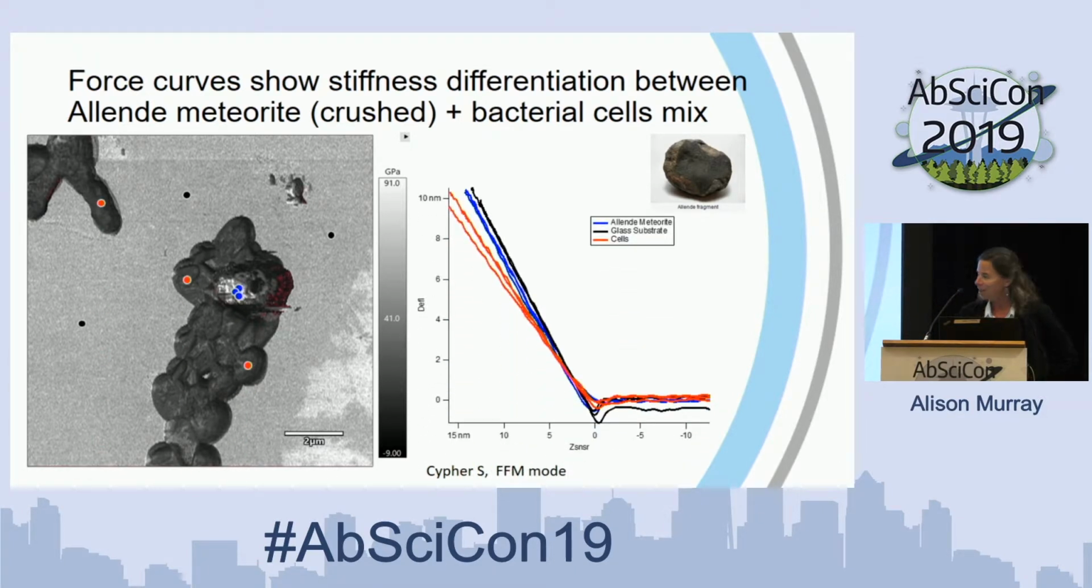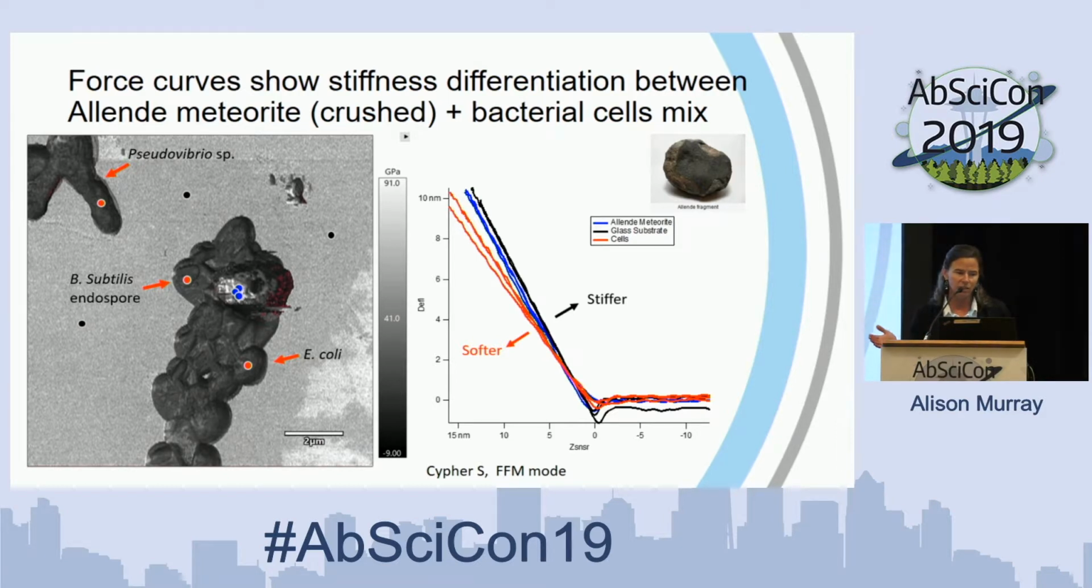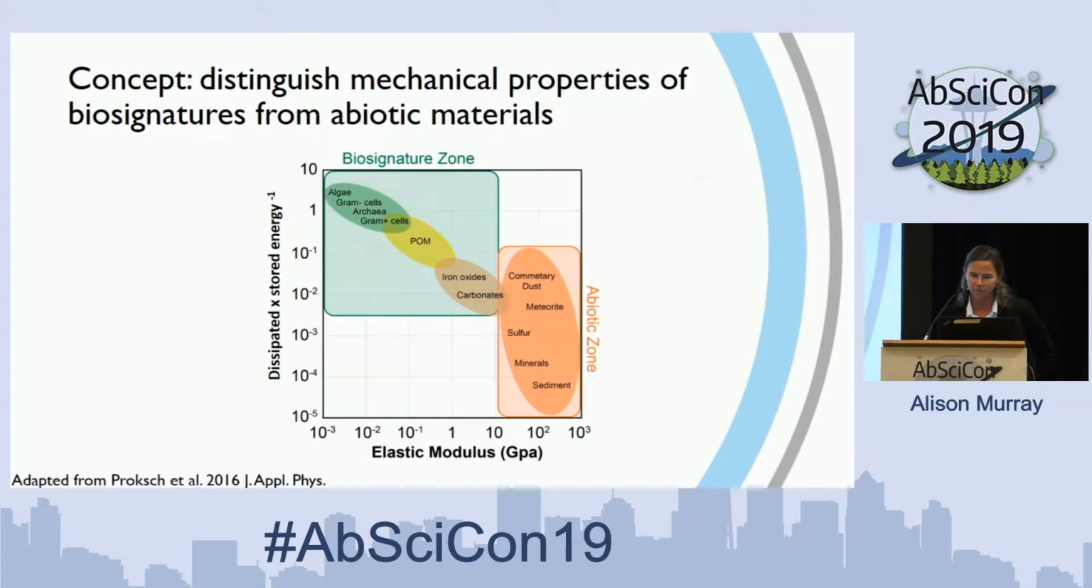In this case, the meteorite, which is the particle in the middle of this aggregate of cells, shows up to be quite stiff, though not as stiff as the glass background. And then the cells are softer yet, and they have different curves for the different types of cells that we had. In this case, we mixed an Antarctic bacterium called Pseudovibrio with Bacillus endospores and E. coli. So we think we can discern particles with different properties from life.